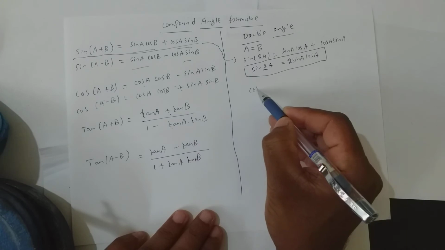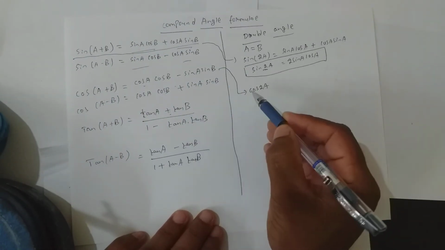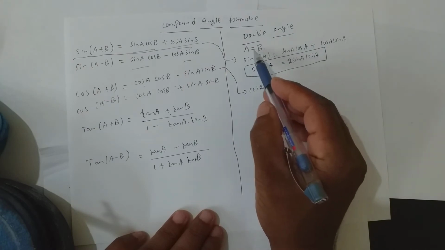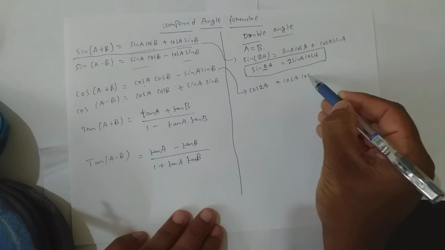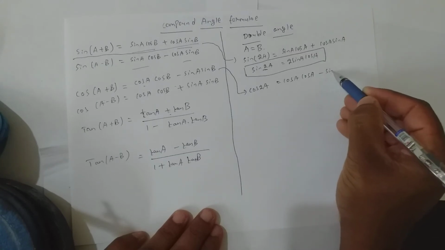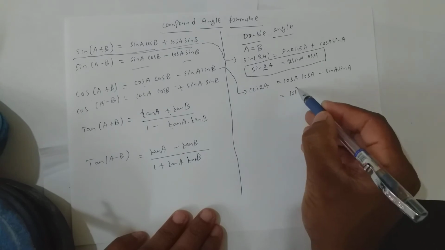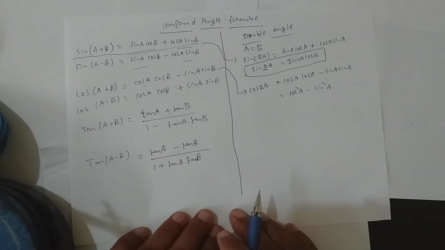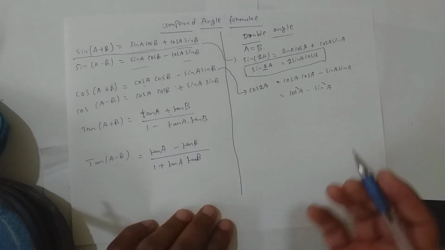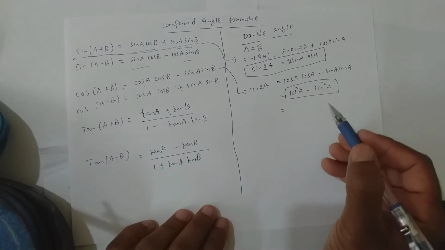In the same way, if I want cos 2A, I will use this formula, and again the same thing: in place of B, I will put A. It becomes cos A into cos A minus sin A into sin A. So here it becomes cos square A minus sin square A. Am I clear?